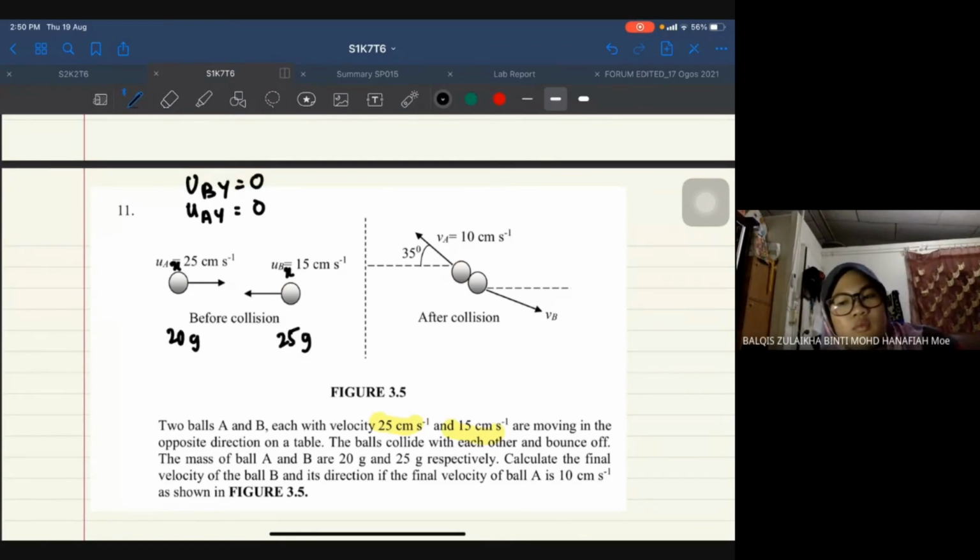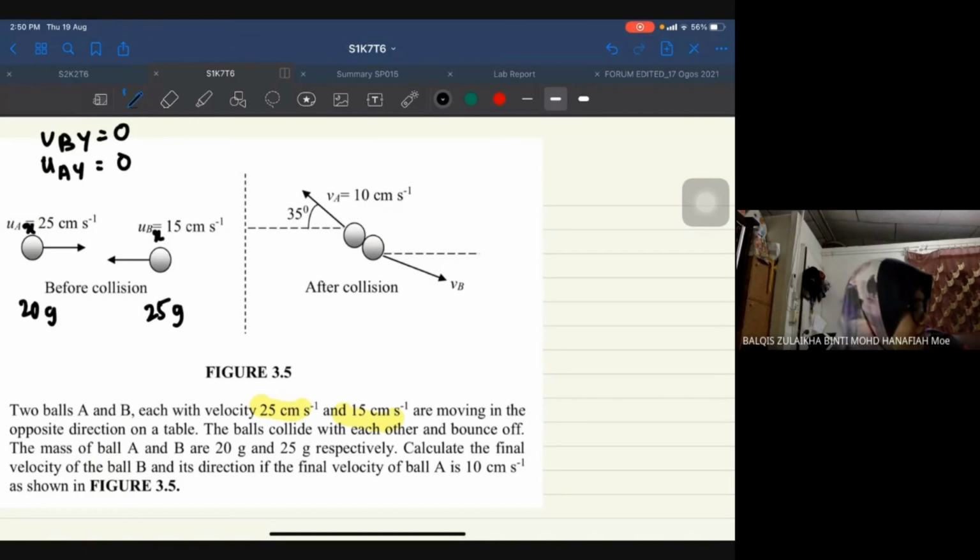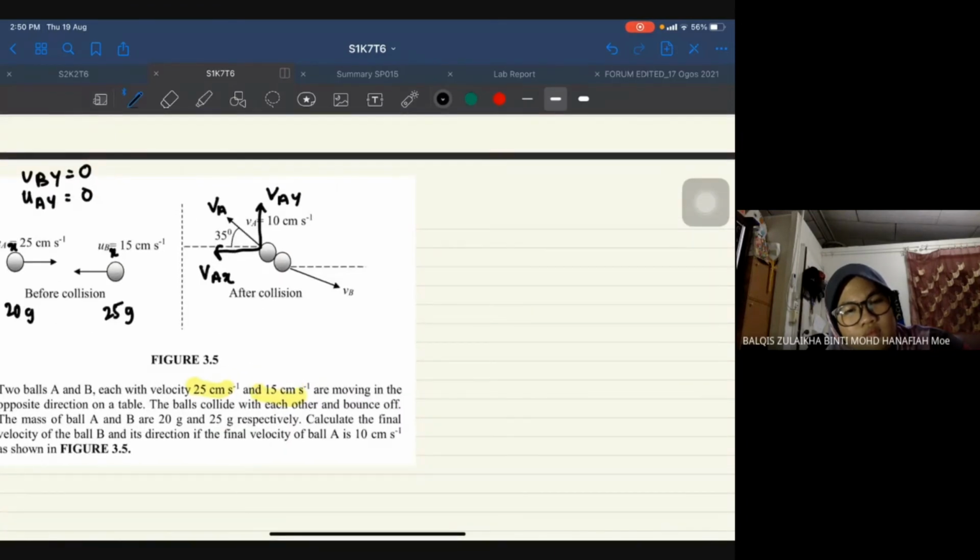Okay, this one dia tak sebut. But then you know, because logical thinking lah, you only have velocities in X component, so Y would be equals to 0. Tak tulis pun tak apa, tapi kalau tulis, maybe kamu akan lebih faham kot lepas ni. Okay, and then after the collision, you have V in this direction. So obviously you have to resolve. So you have V, this is your VA. So you have VAY and you will have VAX. Okay, maybe I can write it down over here straight away.